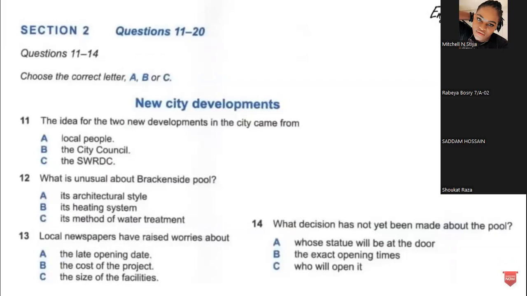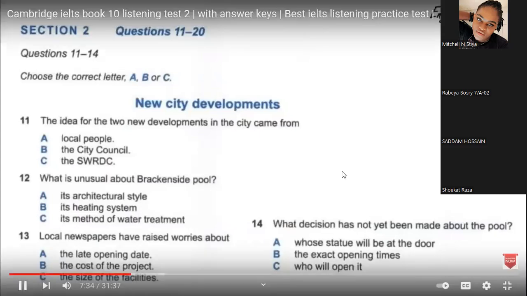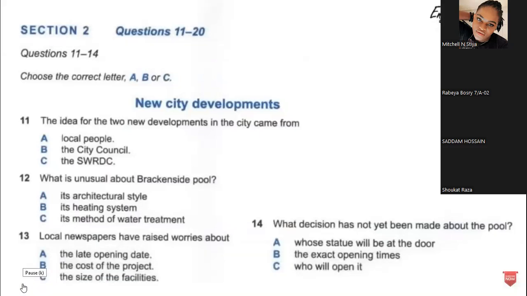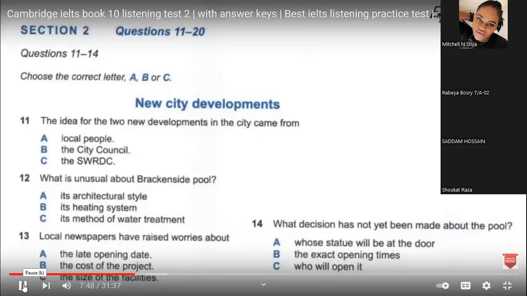Good morning. I'm very pleased to have this opportunity to say a little about 2 exciting new developments in the city: the Brackenside open-air swimming pool and the Children's Adventure Playground in Central Park. As many of you may know, the idea for these initiatives came from you, the public, in the extensive consultation exercise which the City Council conducted last year. And they have been realized using money from the SWRDC, the Southwest Regional Development Commission.